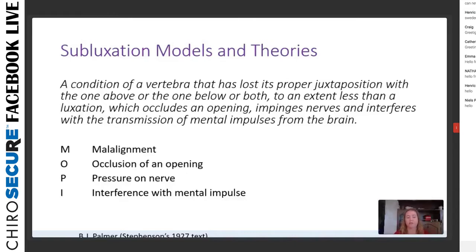So his original model was that a subluxation is a condition of a vertebra that has lost its proper juxtaposition with the one above or the one below or both, to an extent less than a luxation, which occludes an opening, impinges nerves, and interferes with the transmission of mental impulse from the brain.